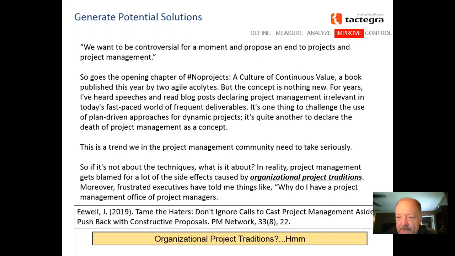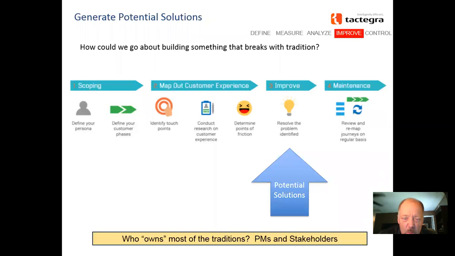And we started to think of that old saying, insanity is doing the same thing over and over again and expecting a different result. It starts to raise a lot of questions. When organizations lay people off at the end of the year, a lot of times it's the project managers who get laid off. So we started thinking about all these organizational project traditions, and we started coming up with some ideas on what it would take to improve on some of them.